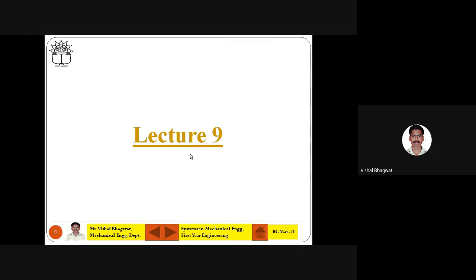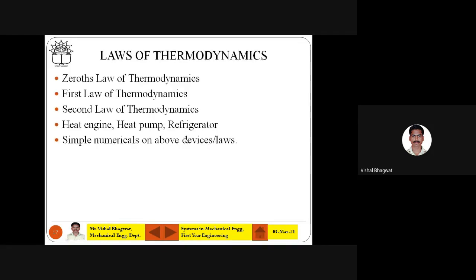We have started unit number 2, and it is about applied thermal engineering, or you can say thermal engineering. We'll be looking at certain thermal devices, but before that, we must know the different laws. So today we'll be looking at the laws of thermodynamics.